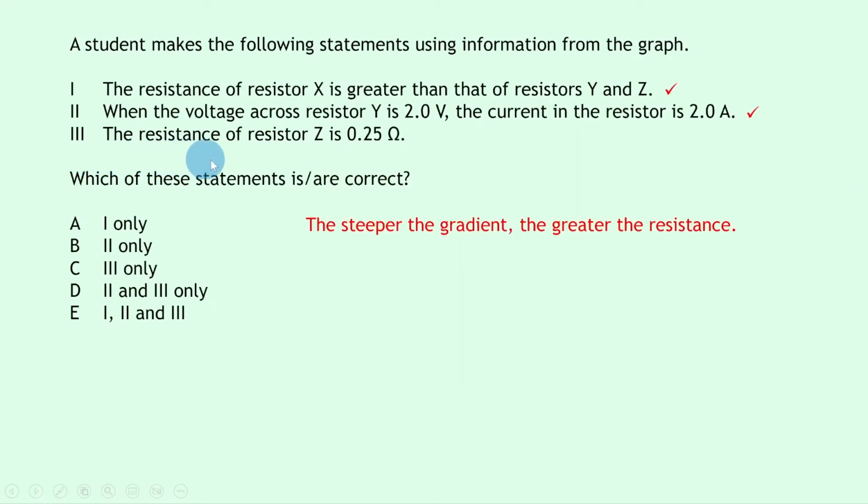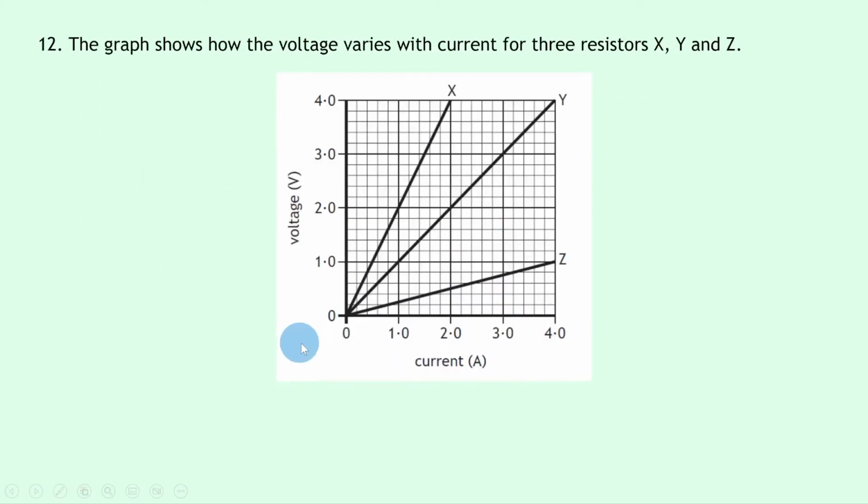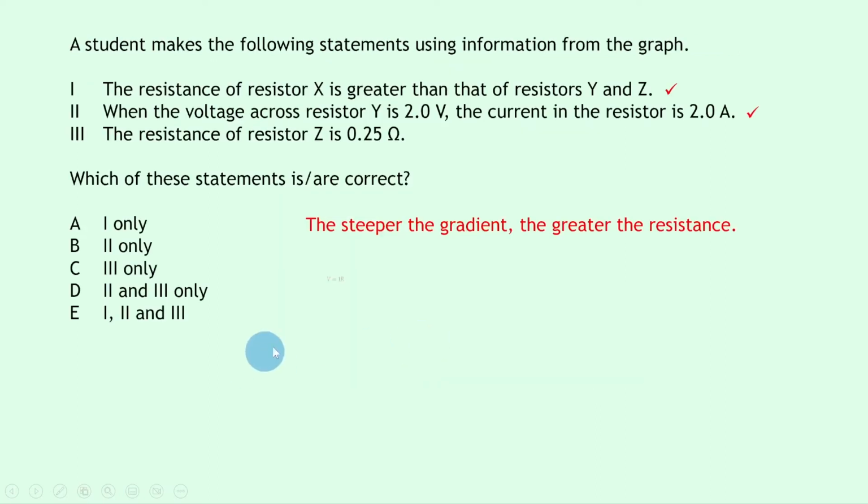And lastly, the resistance of resistor Z is 0.25 ohms. Well, to find if that's true, we can do a V equals IR calculation to find what R is. Looking back at the graph for resistor Z, we just need to choose a point on the line here. So let's choose the point here at the end, 4.0 amps along, and 1.0 volts up. So using V equals IR, we can sub in our numbers to get 1.0 is equal to 4.0 times R, and dividing both sides by 4 gives us 1 over 4, which is the same as a quarter, or 0.25 ohms. So that means this third statement is correct. So you'll see we have all three statements correct here, which gives us the answer E.